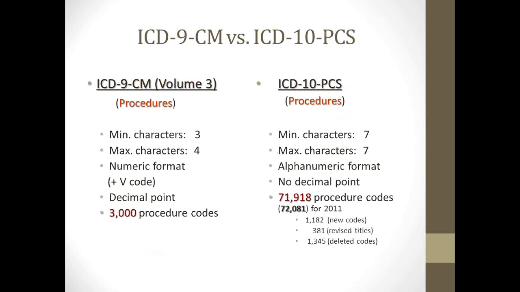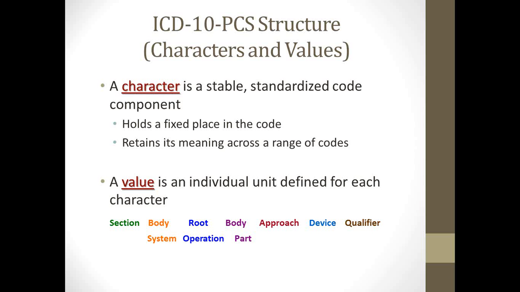You can also see here that you're going from basically 3,000 procedure codes to about 71,000. So that's a really big difference.